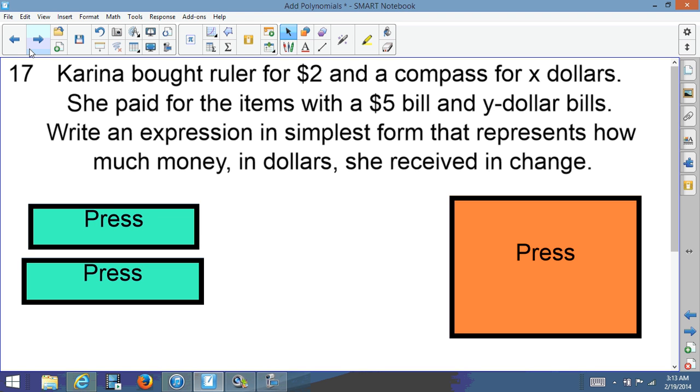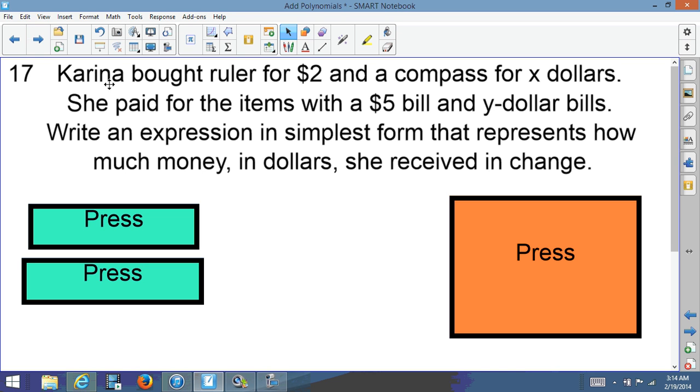Here are a couple questions dealing with word problems. Karina bought a ruler for $2 and a compass for X dollars. She paid for the items with a $5 bill and Y dollar bills. Write an expression in simplest form that represents how much money in dollars she received in change.